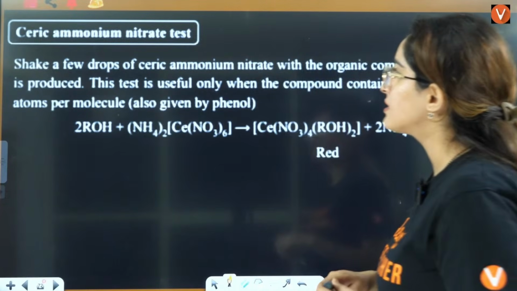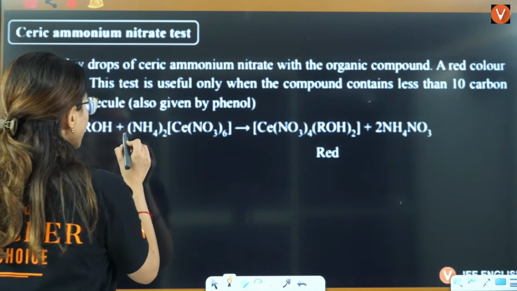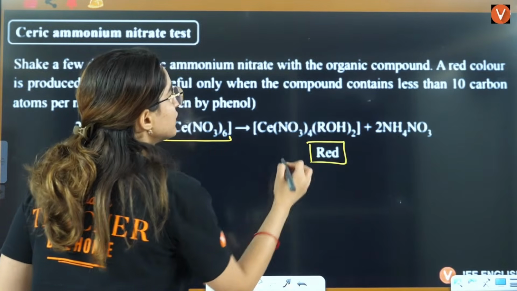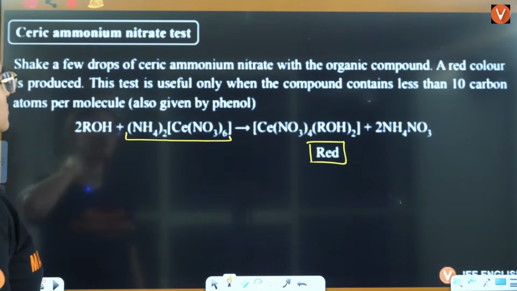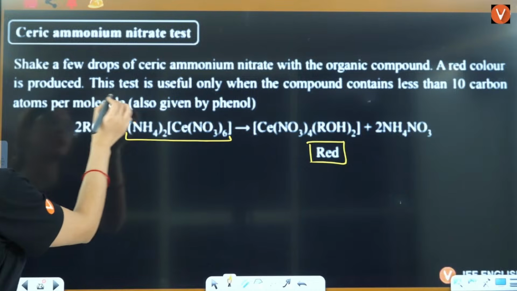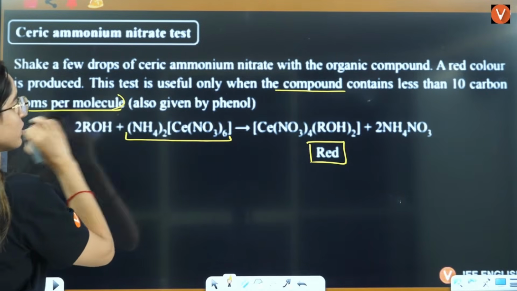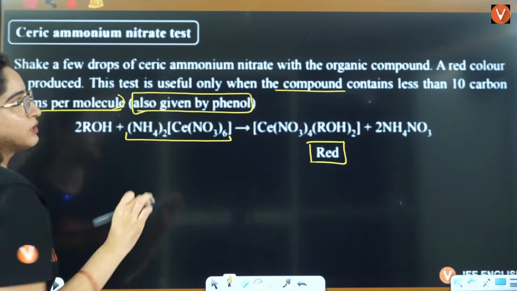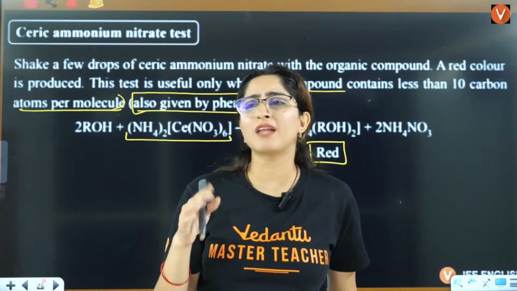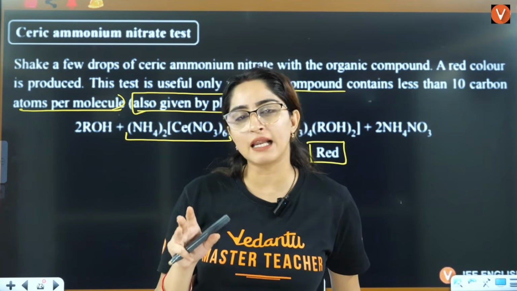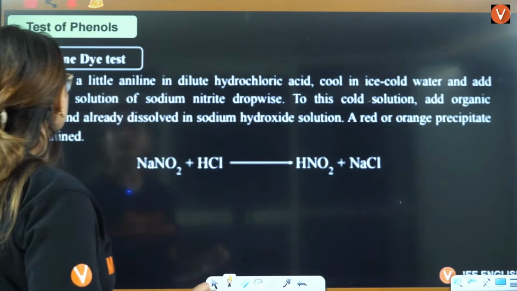Then there is the ceric ammonium nitrate test. So you add ceric ammonium nitrate. If you have the formation of red color, then you can say that you had the presence of alcohol, right? A red color is produced. This test is useful only when the compound contains less than 10 carbons per molecule, and it is also given by phenol. So you can't distinguish alcohol and phenol here. If this test is positive, that means either the number of carbons is less than 10 alcohol or it can be a phenol, right? So you can't distinguish alcohol and phenol from here, right?